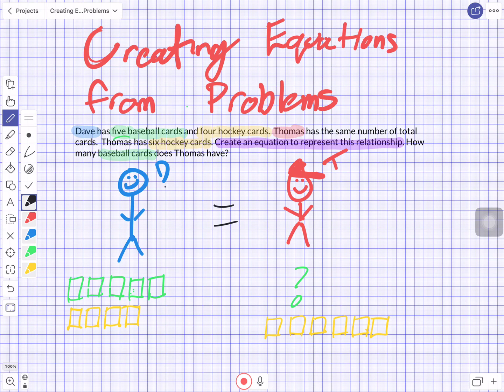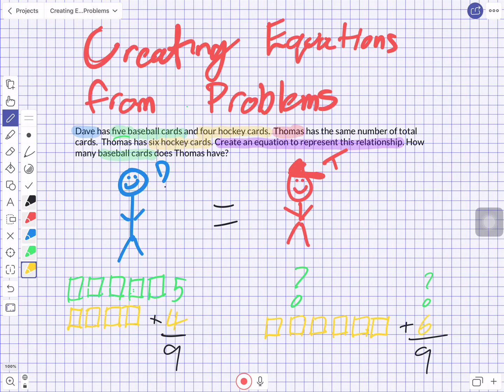This is great. And instead of having our drawings, let's start representing them as numbers, right? So we had 5 of those and 4 of those. So how many cards did Dave have in total? Do we know? 9. Great. He's got 9 cards total. That's really good to know. Since we know that Thomas has the same amount, he also has 9. So that's really good. Again, we don't know how many baseball cards he has, but we do know he has 6 hockey cards.